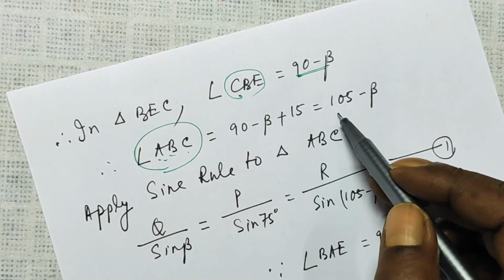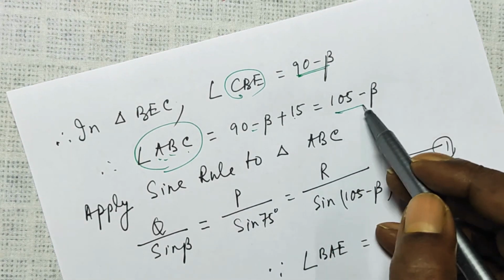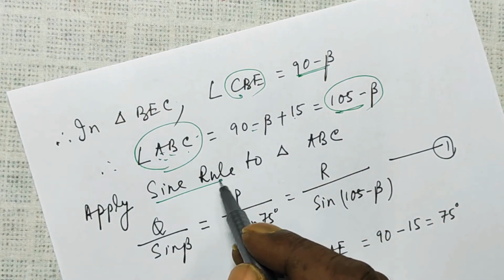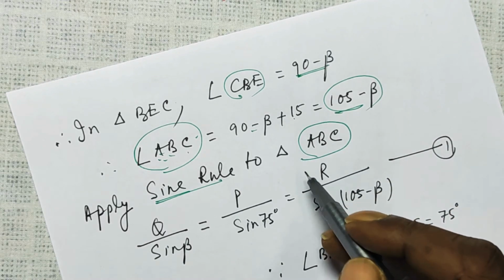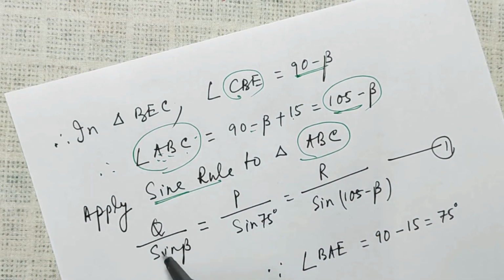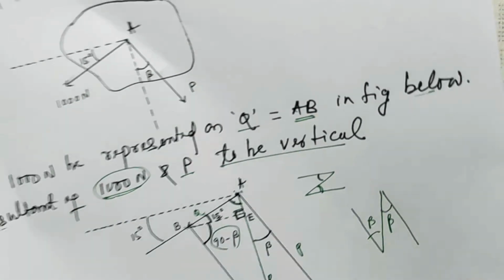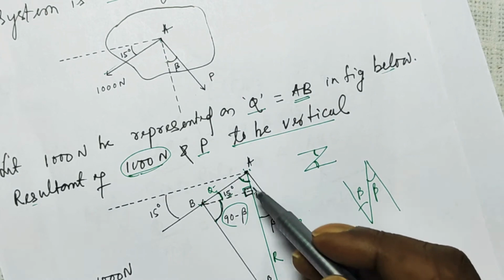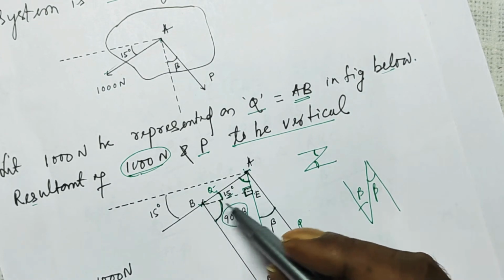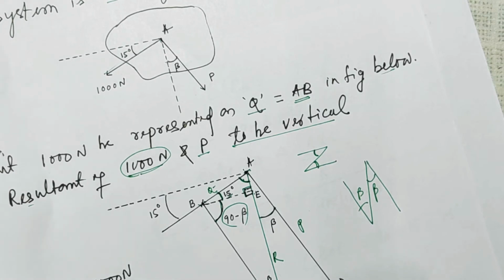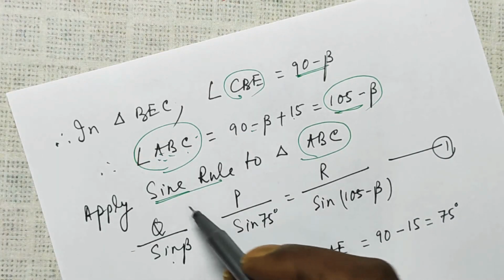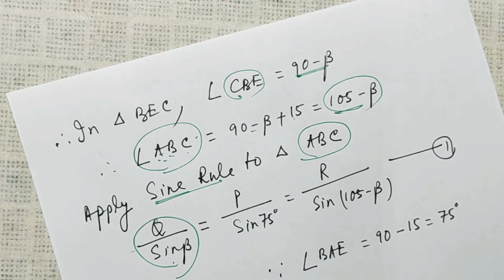So that is equal to 90 plus 15, 105 minus beta, which is your angle ABC. Now we know the sine rule. Apply the sine rule to the triangle ABC. That is Q over sine beta. AB is represented by the force Q, and the angle in front of the side AB is this angle beta. So Q over sine beta, that is what I have written here, will be equal to P over sine 75.